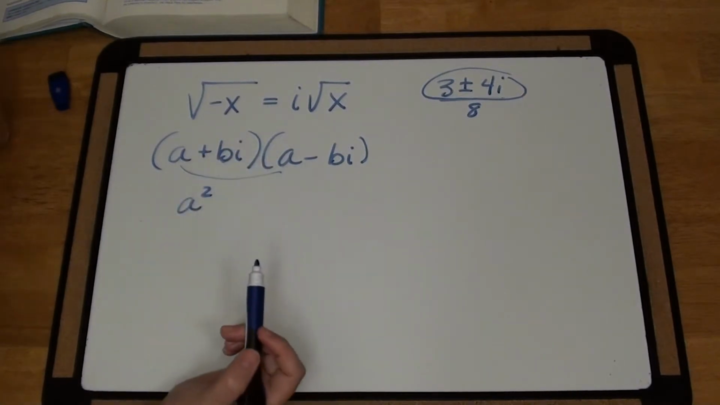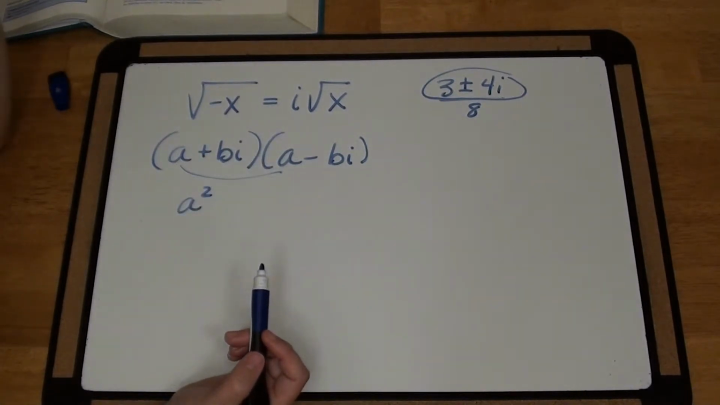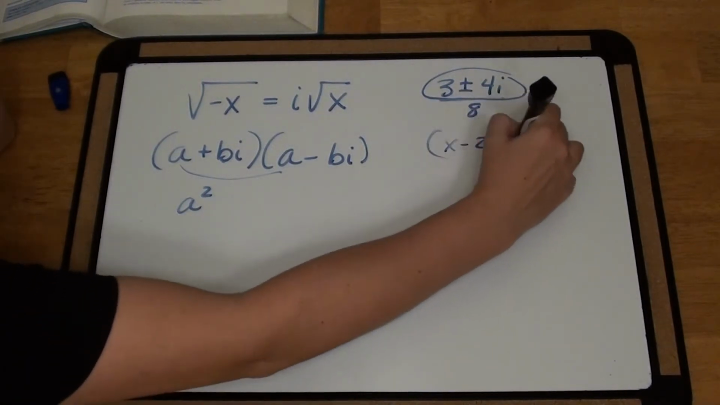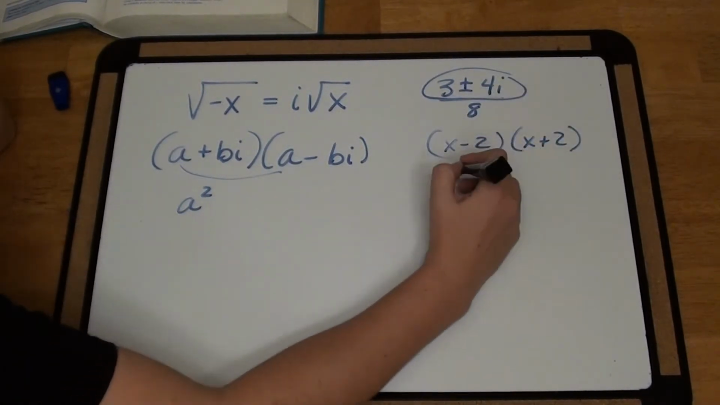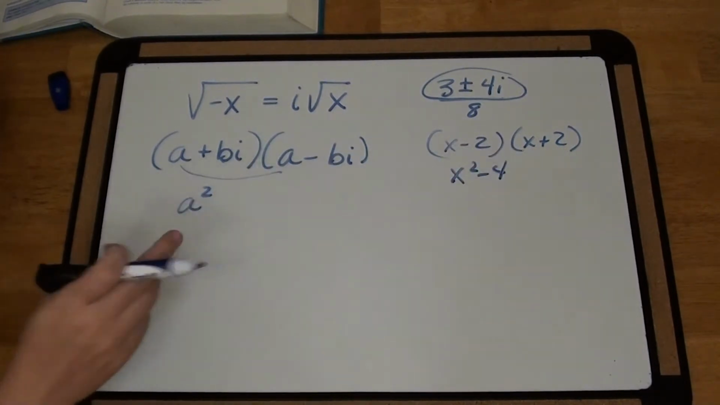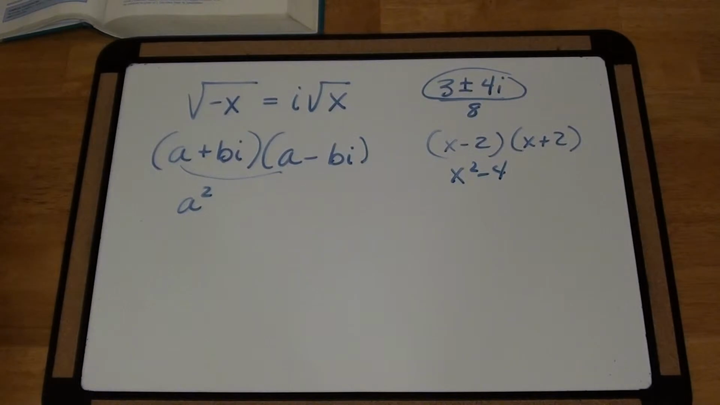By the way, you should immediately see this as the difference of two squares, because the difference of two squares, like x minus 2, x plus 2, that would be x squared minus 4. We just square the first one minus square the second one, but we're going to go ahead and do this out just for fun. I feel like my pen's getting a little light, so I'm changing colors.